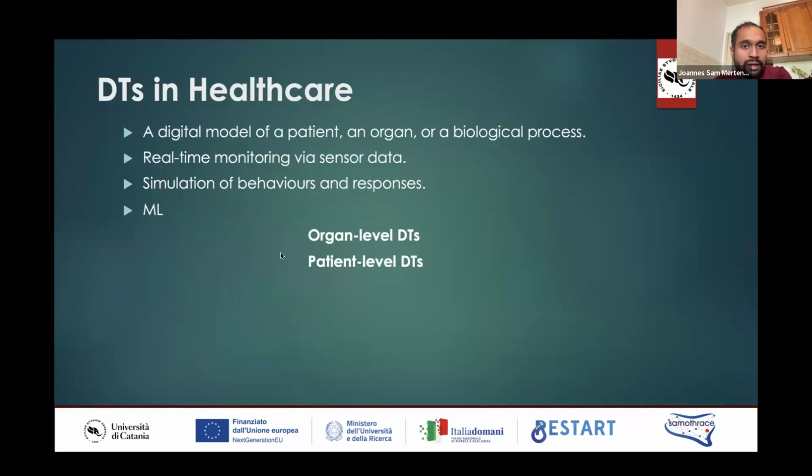And like I said, we are also integrating digital twins. So, probably what digital twins are. In healthcare, a digital twin can be for a patient, or for an organ, and it can also be specifically for a biological process. Today I'm going to be talking about both organ-level digital twins and patient-level digital twins that we have been simulating in our research group, and we have been working on it for the past 1 year. And why do we have these digital twins, first of all?